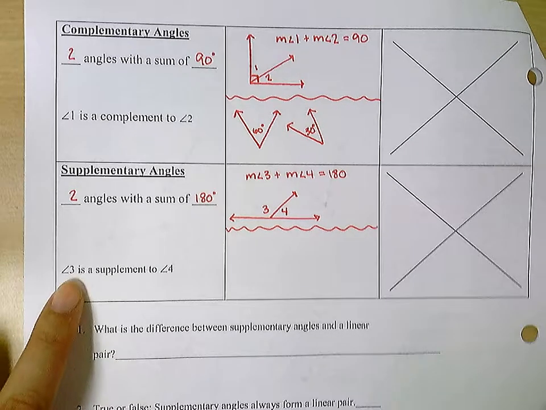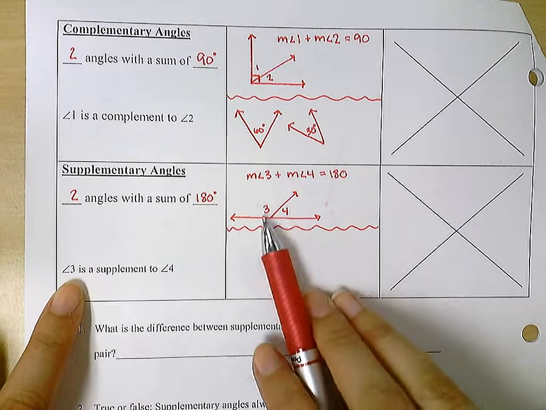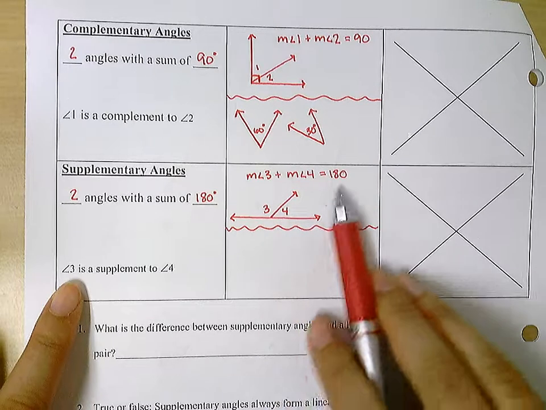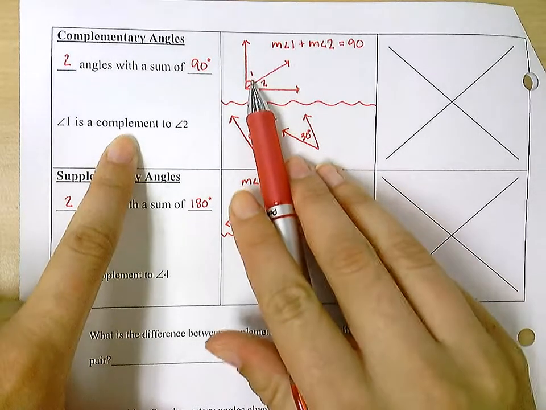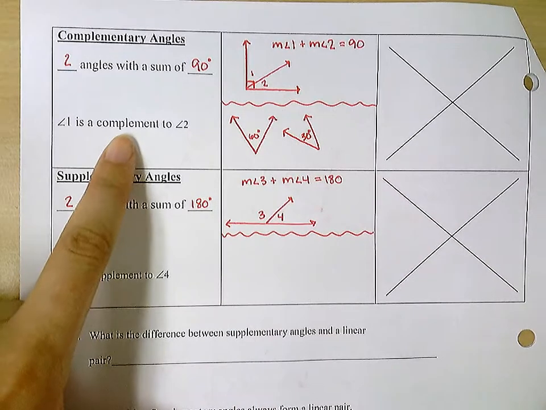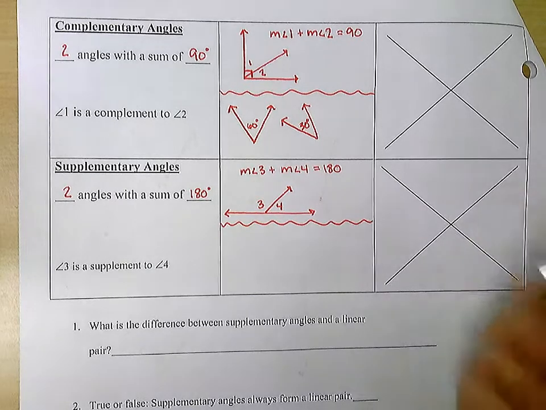Okay, and angle 3 is a supplement to angle 4. That means if I add angle 4 to it, I get 180. That's what supplement means, and that's what complement meant up here. If I add 2 to 1, I do get 90. So that's the adjacent example for supplementary angles.